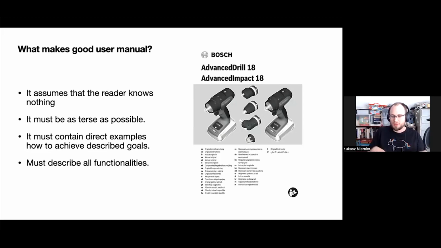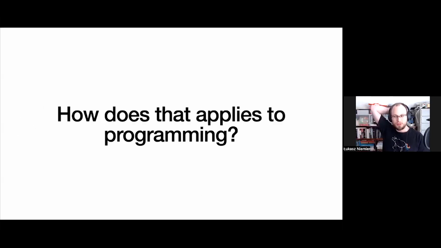A user manual must also contain direct examples of how you achieve your things. There are images of what you are going to do and clear descriptions: first, push this button, and you cannot assume that someone will know which button to push. And obviously it must describe everything that can be done and what can be changed inside your device. So how does this apply to us, the programmers and developers?